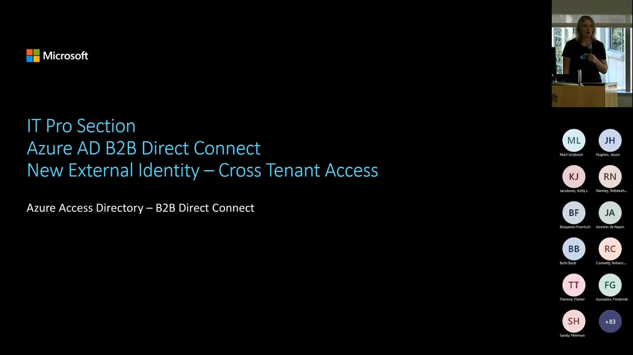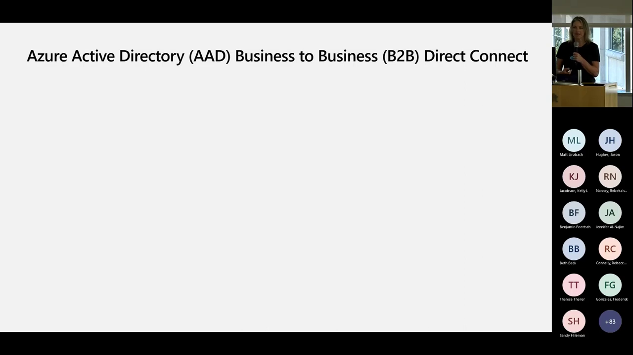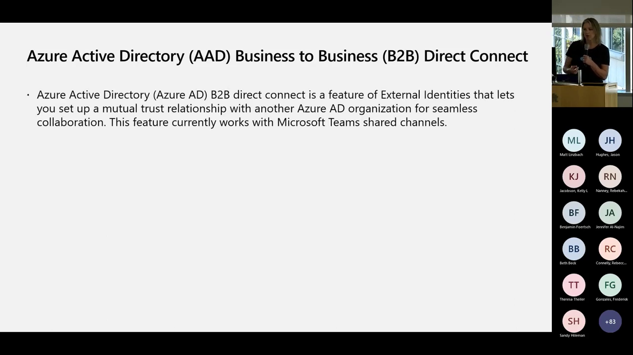All right, now we're going to get down and dirty to the IT Pro section. This is going to be the deeper level. Leveraging Azure AD, understanding what B2B Direct Connect is. This is a new external identity called cross-tenant access settings. This is a lot of text on this slide, so I'm going to cover it one by one, but I wanted to keep it all because I wanted it to be very clear what the intention is and how to use Direct Connect.